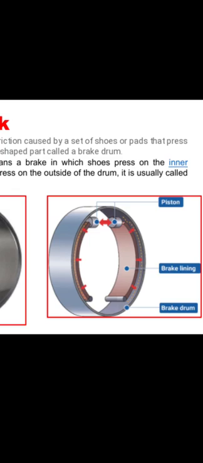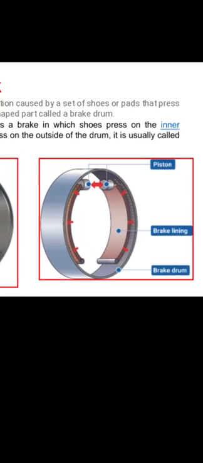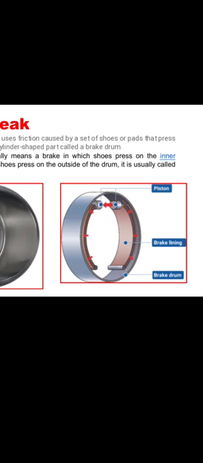to the wheels. The drum brake is a brake that uses the friction caused by a set of shoes or pads that press outward against a rotating cylinder-shaped part called a drum. The drum brake usually means a brake in which shoes press on the inner surface of the drum. When the shoe presses on the outside of the drum, it is usually called a clasp brake.